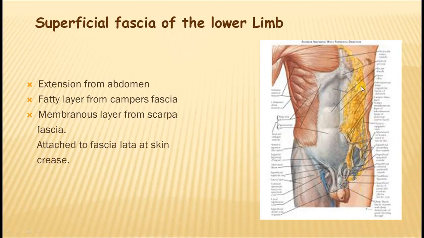The deep membranous layer does not extend beyond the inguinal region. So here you have a ligament which is extending from the anterior superior iliac spine to the pubic tubercle, which is called the inguinal ligament. So along this line, the skin crease of the hip region between the abdomen and your thigh, the membranous layer of the superficial fascia is attached to the deep fascia, that is the fascia lata of the thigh. So beyond that, the membranous layer does not extend into the thigh.